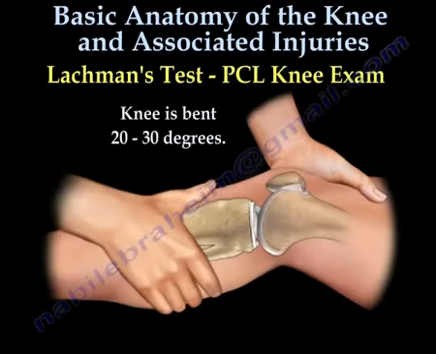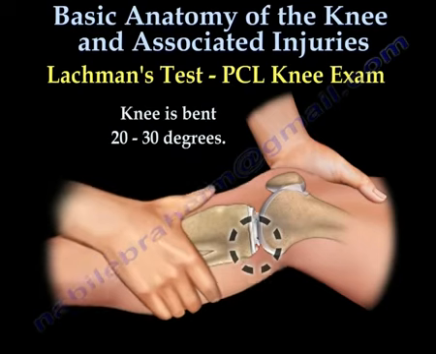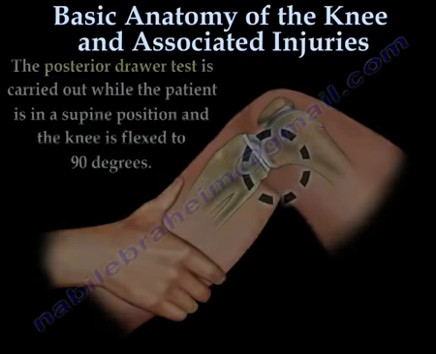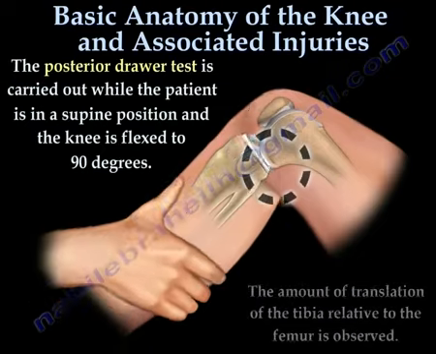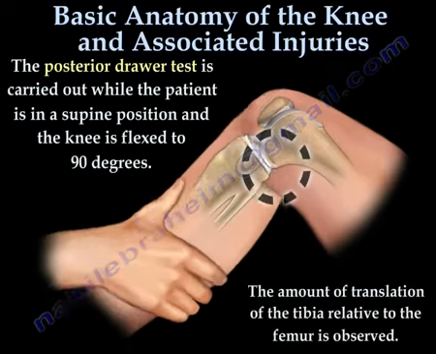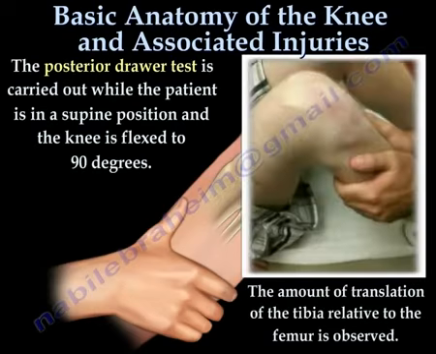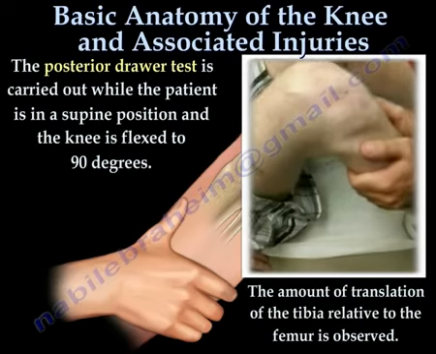The Lachman's test is also used to identify injuries of the posterior cruciate ligament. The examiner will provide posterior force to the tibia while applying anterior pressure to the femur in order to assess the posterior translation of the tibia. The posterior drawer test is carried out with the patient in the supine position and knee flexed to 90 degrees. The examiner applies posterior pressure to the tibia, and the test is considered positive if excessive posterior translation of the tibia is shown.